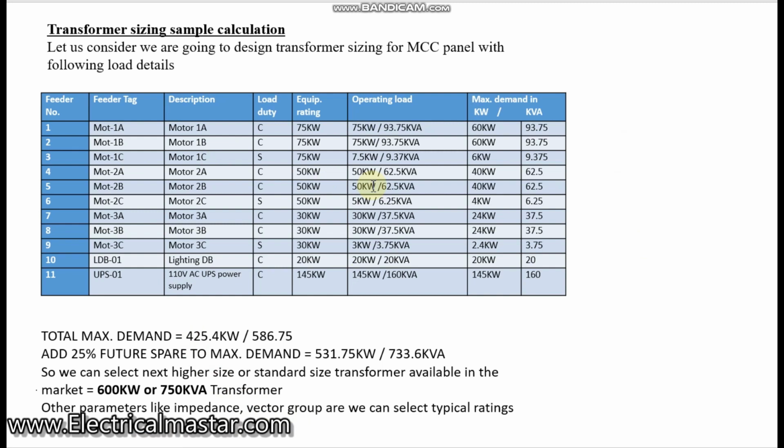And other factors in the transformer, like impedance and vector group, all these values are typical ratings you can choose. I hope now you understand the concept of how to find the transformer sizing for MCC panel and switchgear.